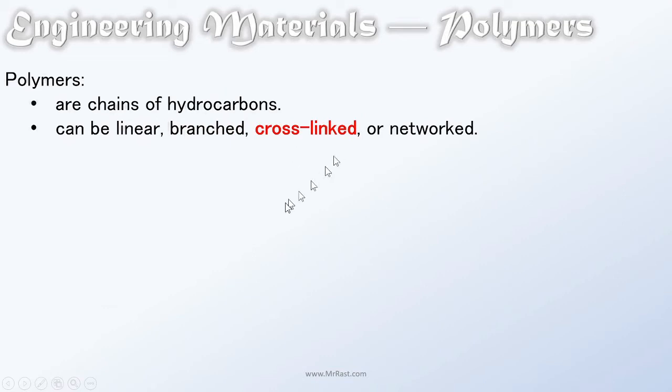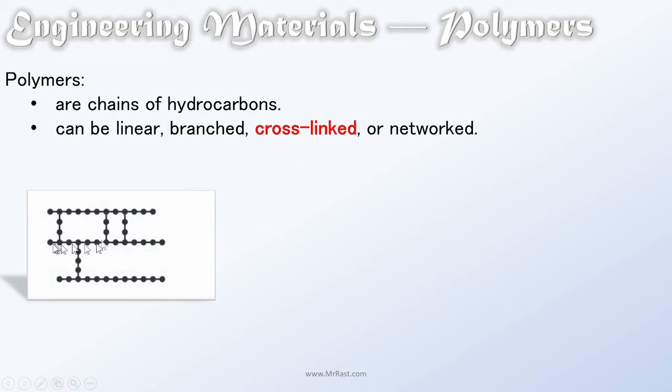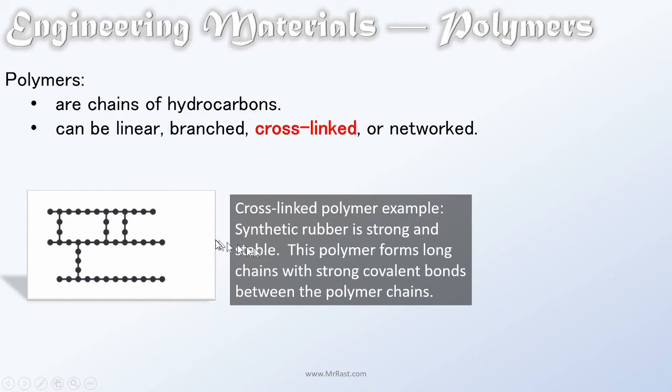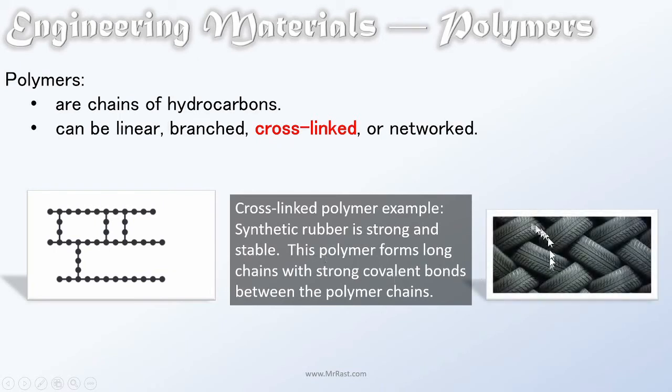A cross-linked polymer is chains that are actually connected to each other. So we've got these chains and they're connected to each other like this. An example of cross-linked polymers is synthetic rubber. Synthetic rubber is very strong. This polymer forms long chains with strong covalent bonds. So these covalent bonds are much, much stronger than just stacking them up and having the intermolecular forces putting these things together. So synthetic rubbers are really strong, and we use synthetic rubbers in things like car tires.